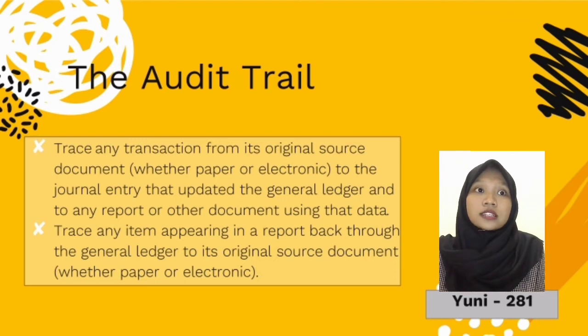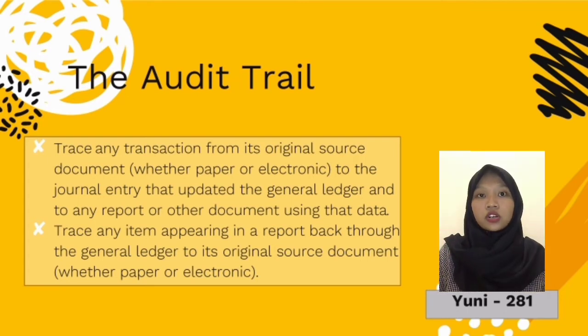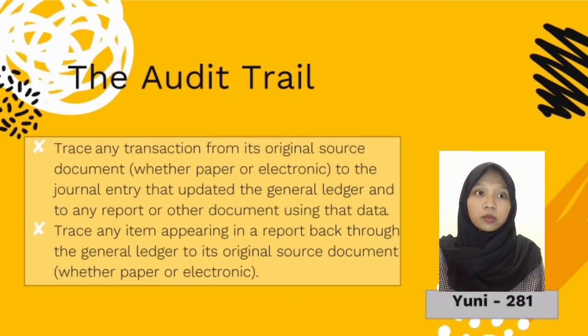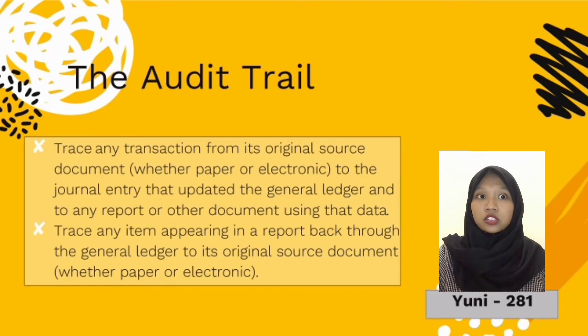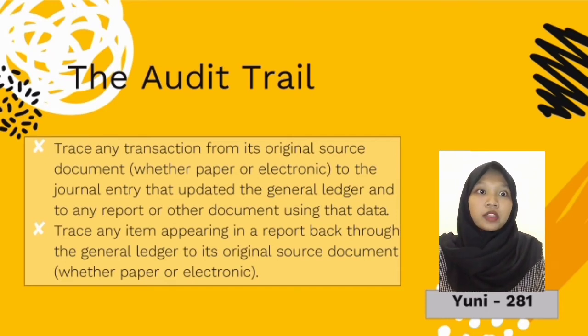Now I'd like to move on to this slide that leads us to the next point of threats and control of the general ledger, which is the audit trail. The audit trail is a traceable path that shows how a transaction flows through the information system and affects general ledger account balances. A properly designed audit trail provides the ability to, first, trace any transaction from its original source document, whether paper or electronic, to the journal entry that updates the general ledger, and to any report or other document using that data. This provides a means to verify that all authorized transactions were recorded.